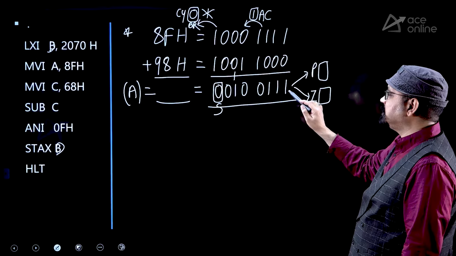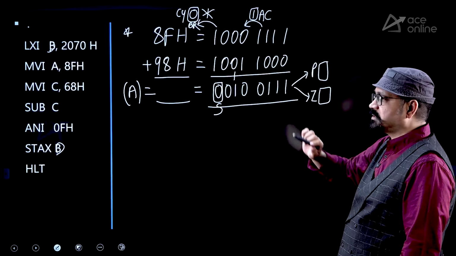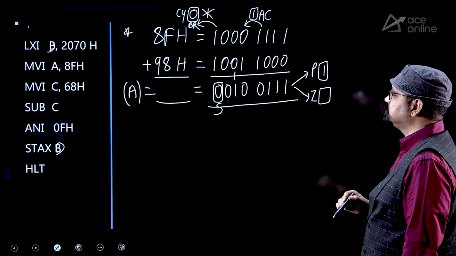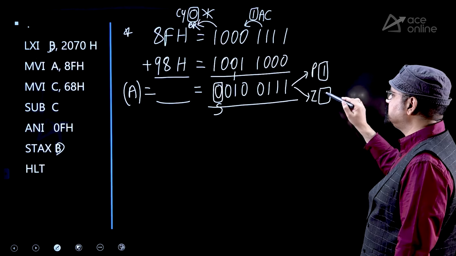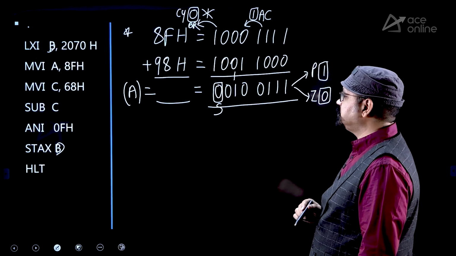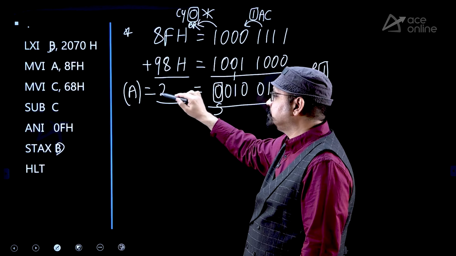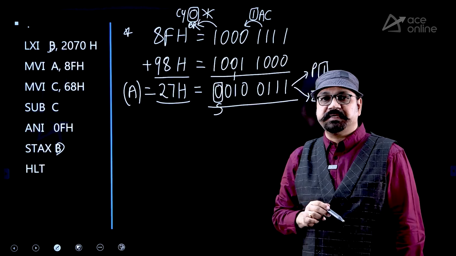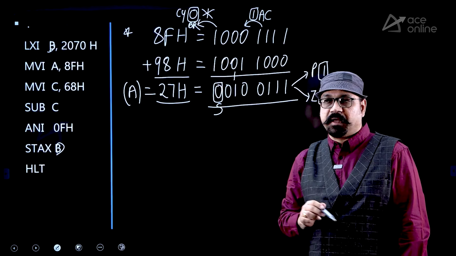How many ones are there in the result? 1, 2, 3, 4 ones. 4 ones means what? Even parity. Parity flag is 1. Non-zero result, so zero flag is 0. So what is the result you got? 0, 0, 1, 0 is 2, and 7 hexa. 27 hexa is the result that is stored in the accumulator.